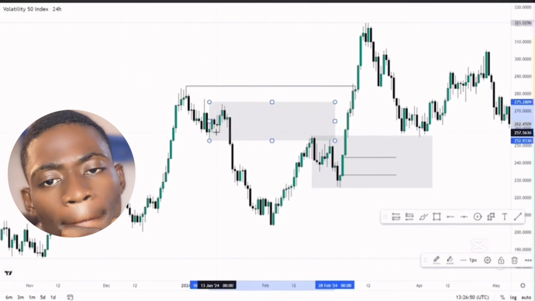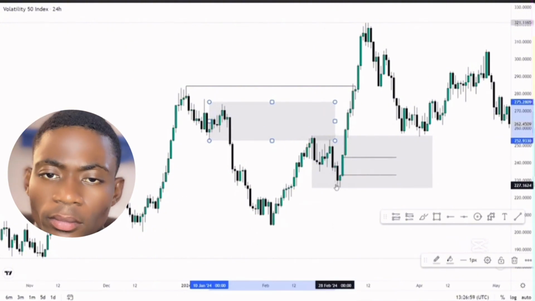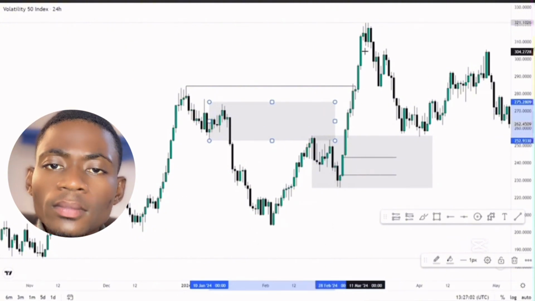And so also was what happened here. That was exactly what happened here also, where we had this retracement to the downside and the market made that impulse also to the upside.